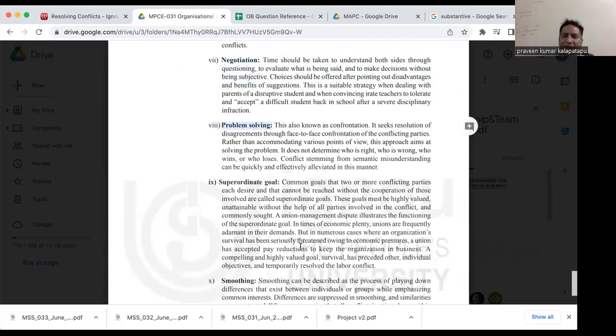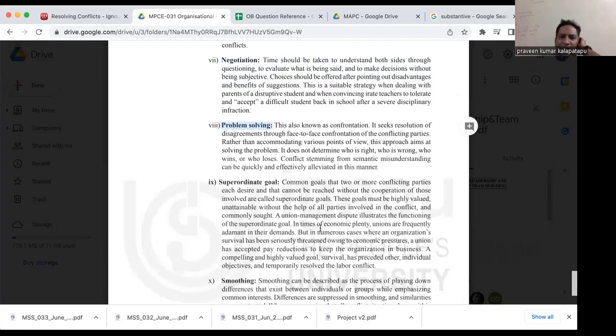Problem solving. This is again about sitting together, brainstorming, thinking out of the box, and solving the problem together. That is exactly what this is talking about.